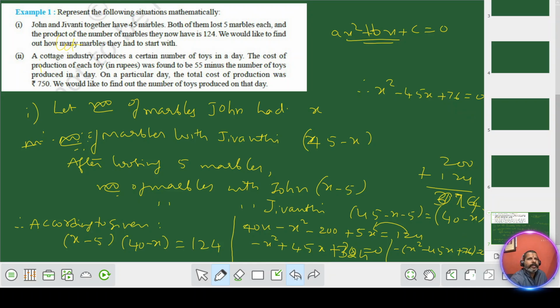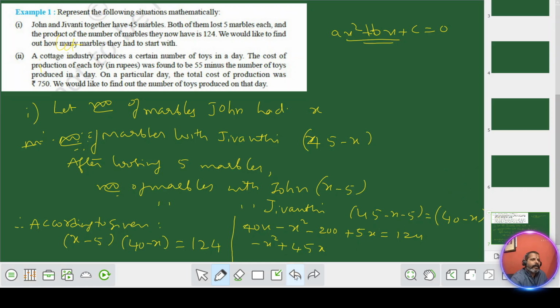I'll write out the steps now. Give me a minute. Okay. So plus 45x, right? Minus x square plus 45x minus 324, right? Taking minus common here, we get minus of x square minus 45x plus 324 equal to 0. Therefore, this is the quadratic equation.